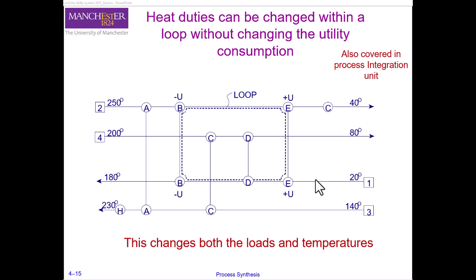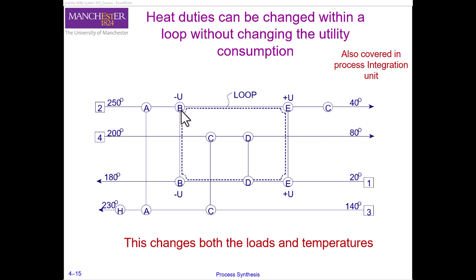So here we have the same network again, but now with an important degree of freedom that is highlighted here, and this is a loop. For a loop, what we do is that we start at some point and follow a path, and that path ends up at the same point where we started, and that's why we call it a loop. And a loop allows us to distribute heat duties between the exchangers in that loop.